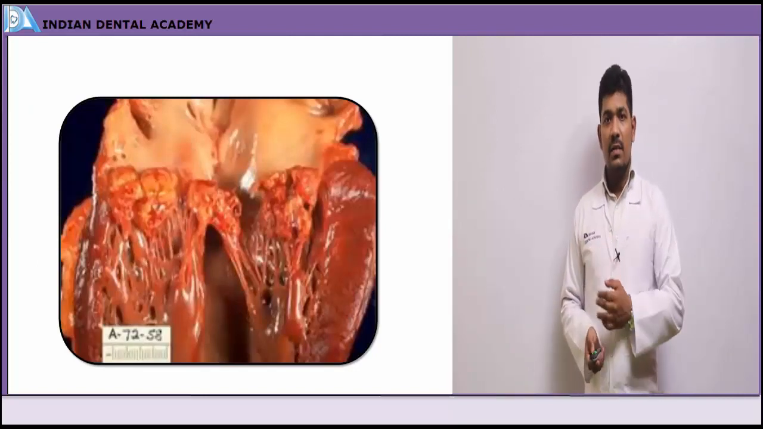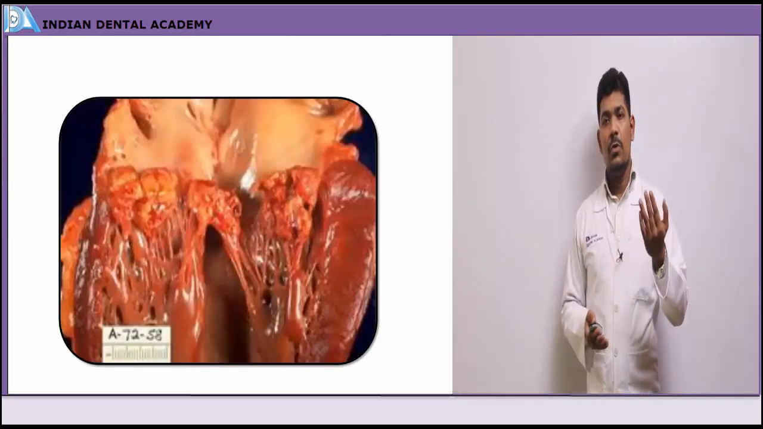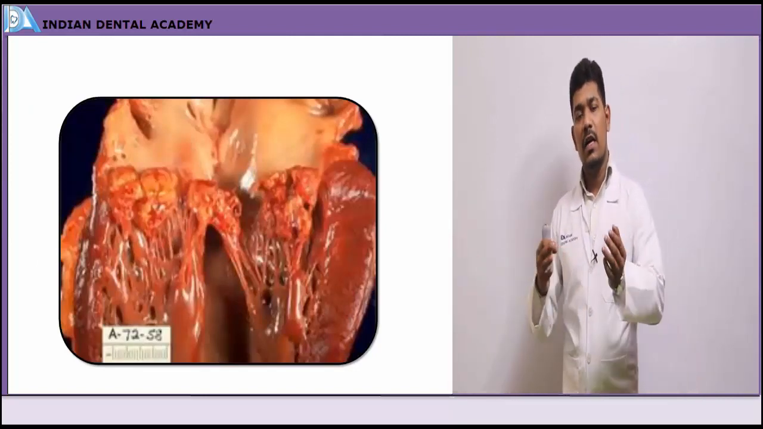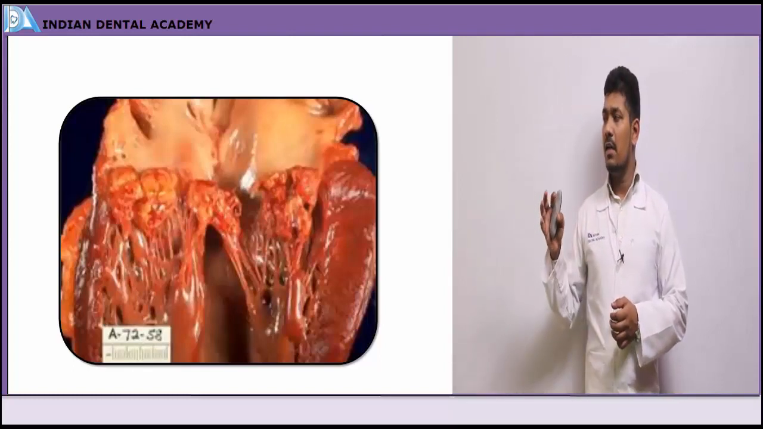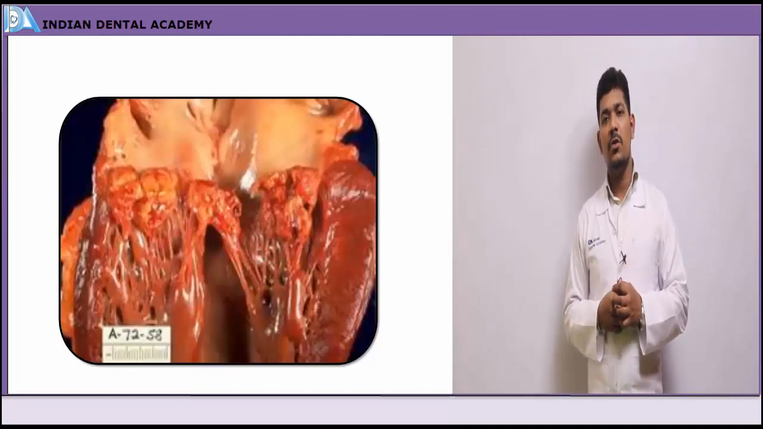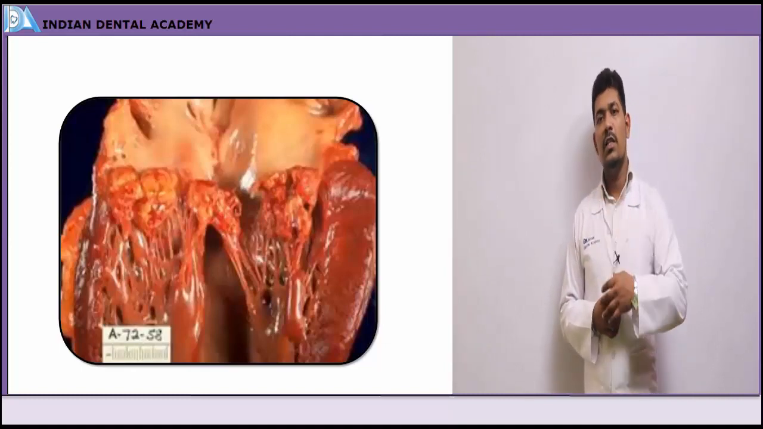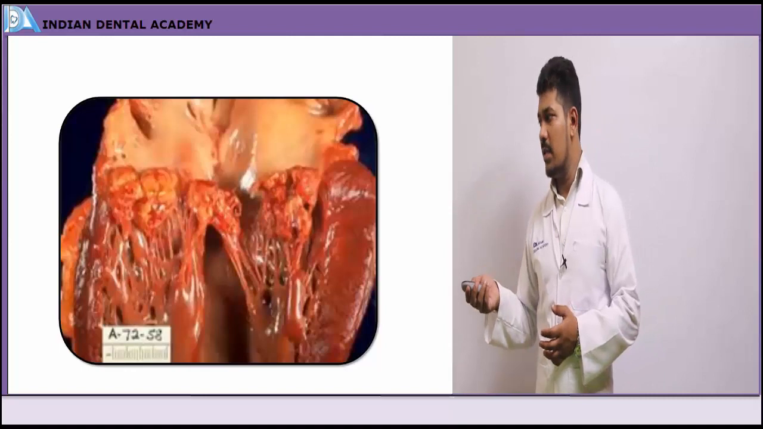You can see in this diagram, a classic diagram showing bacterial endocarditis, wherein in both the right and the left valves, vegetations are produced, caused by either Streptococcus or Staphylococcus species.